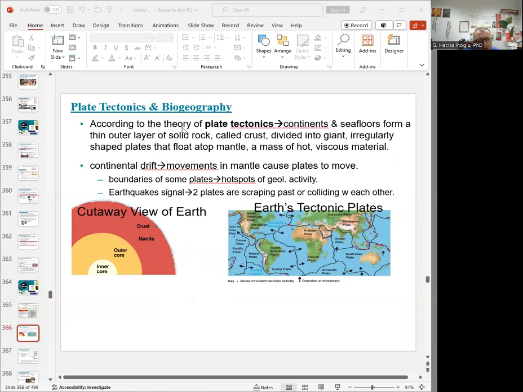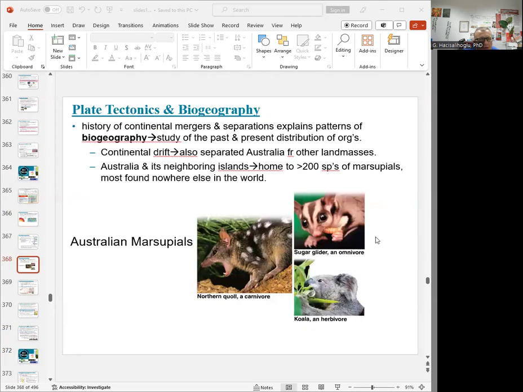Again, we can study plate tectonics via geography. You can see all these interactions. Humans moved and migrated, and when they migrated, they took plants, animals, and other species with them all over the world. So biogeography studies continental mergers and separations, explaining patterns and studying the past and present distribution of organisms.